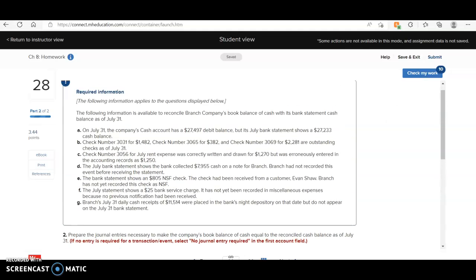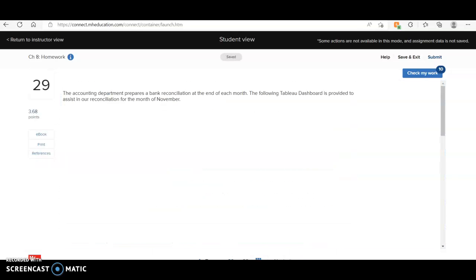Remember, we're only doing journal entries for the book side. If it's a transaction from the bank side, then it's going to be listed as no journal entry required. The last one is going to be the tableau. So you're given tables and it's asking you to do a bank reconciliation from the table that's provided.